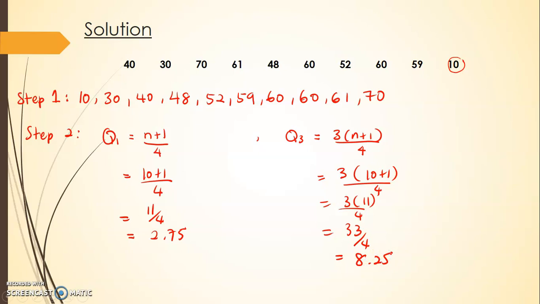Okay. Please note that these two values are the value for the position only, not the value of Q1 and Q3. Okay. It is the position value, the location value. Next step, you need to identify the Q1 and Q3 values based on this position that we have identified in the second step.